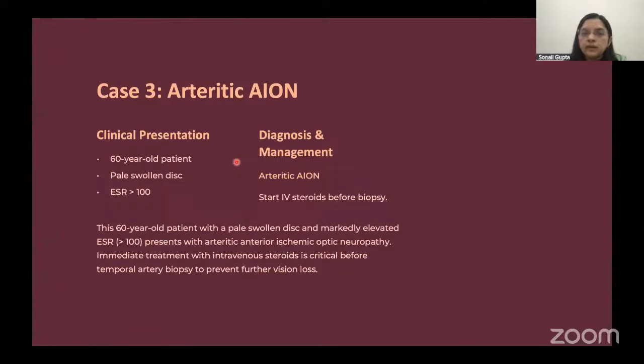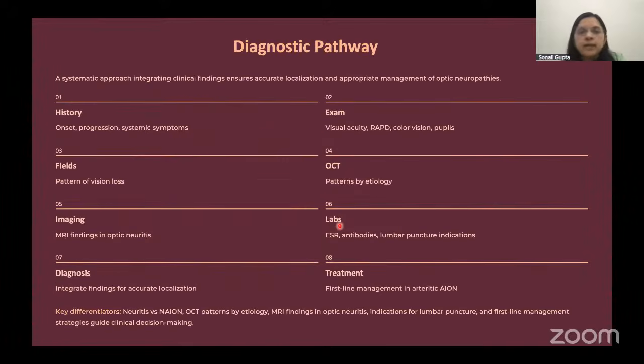Again, a typical history of an elderly patient with a pale swollen disc, pain, temporal tenderness, severe headaches. Getting bloods done showing a massively raised ESR can point towards giant cell arteritis, which is a very ocular emergency which needs to be dealt with very swiftly. IV steroids need to be started even before you can organize a temporal artery biopsy or further confirmatory test. So this shows the importance of very good history taking, which can lead you to a diagnosis even at an early stage.